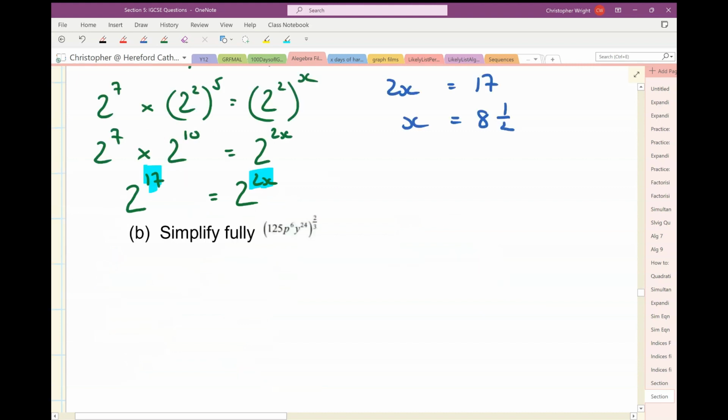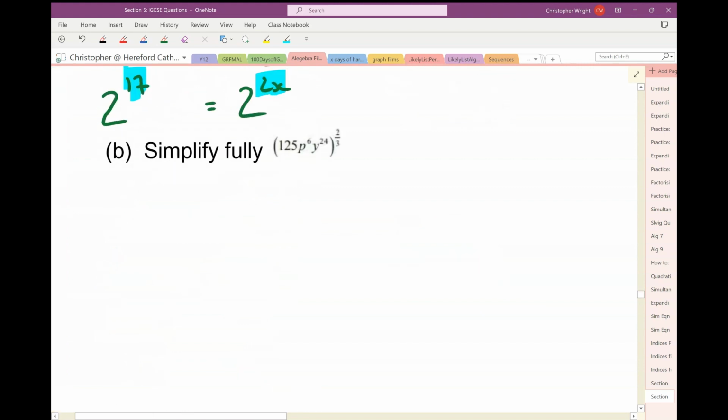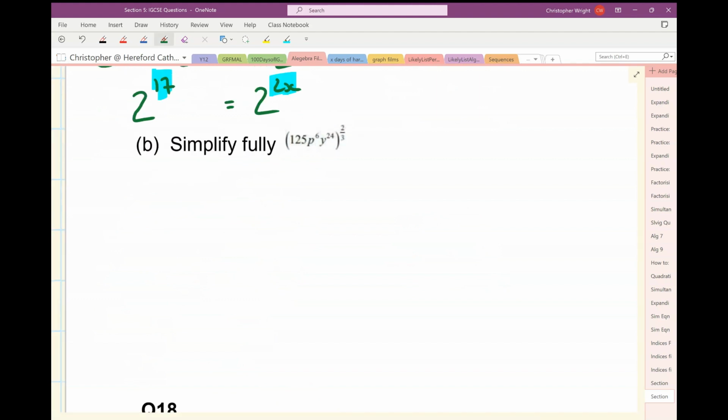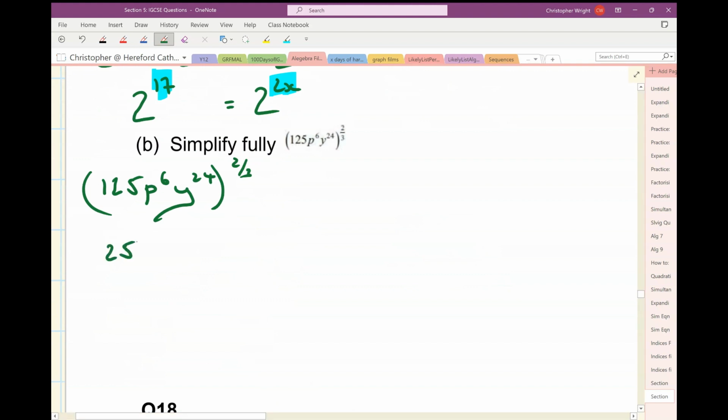Part B, simplify this fully. So I've got 125 p to the 6, y to the 24, and I'm going to raise that to the power of 2/3. Now 125 to the power of 2/3. You could do that on a calculator, but I know the cube root of 125 is 5, so squared that gives me 25. P to the power of 6 raised to the power of 2/3 is just p to the power of 6 times 2/3, p to the power of 4.